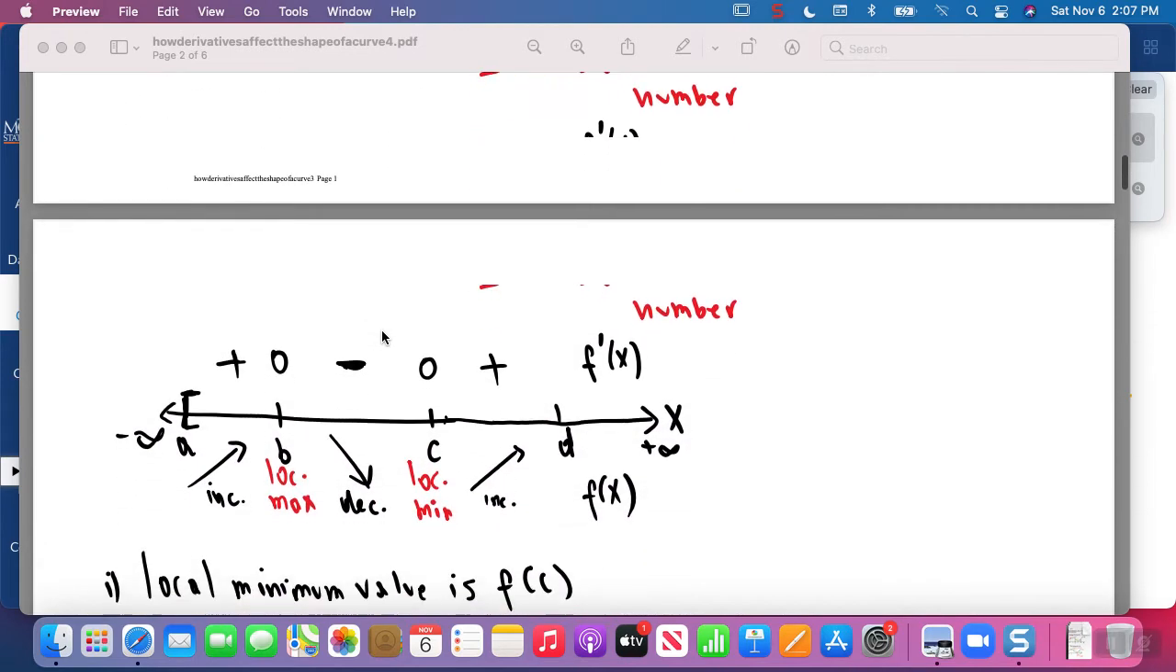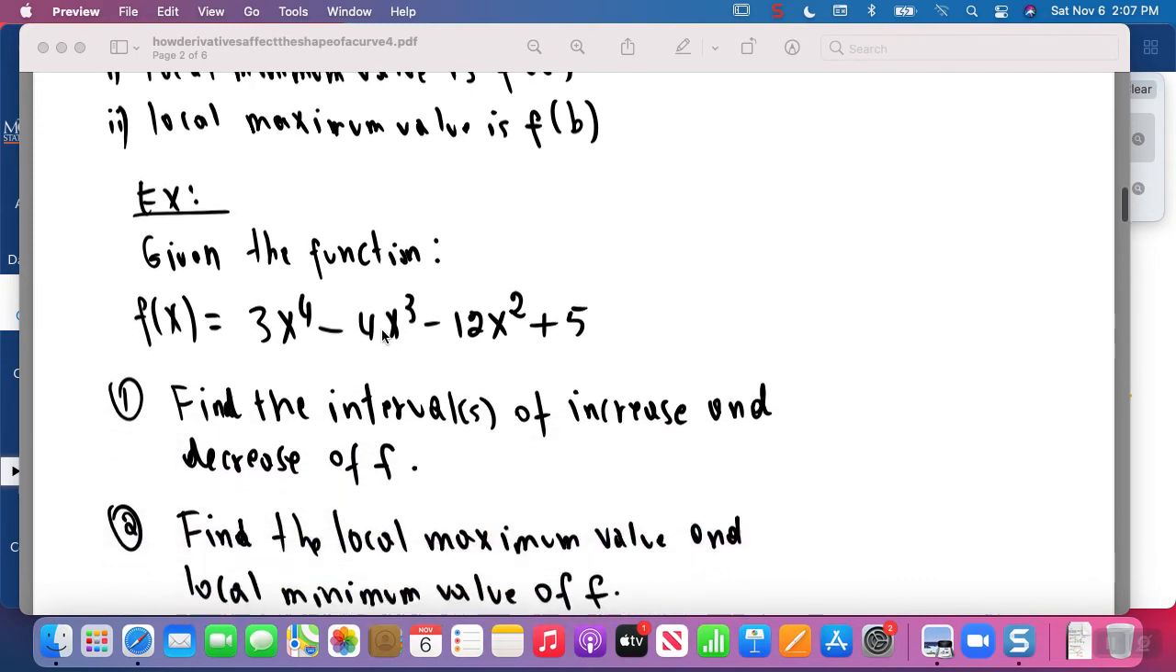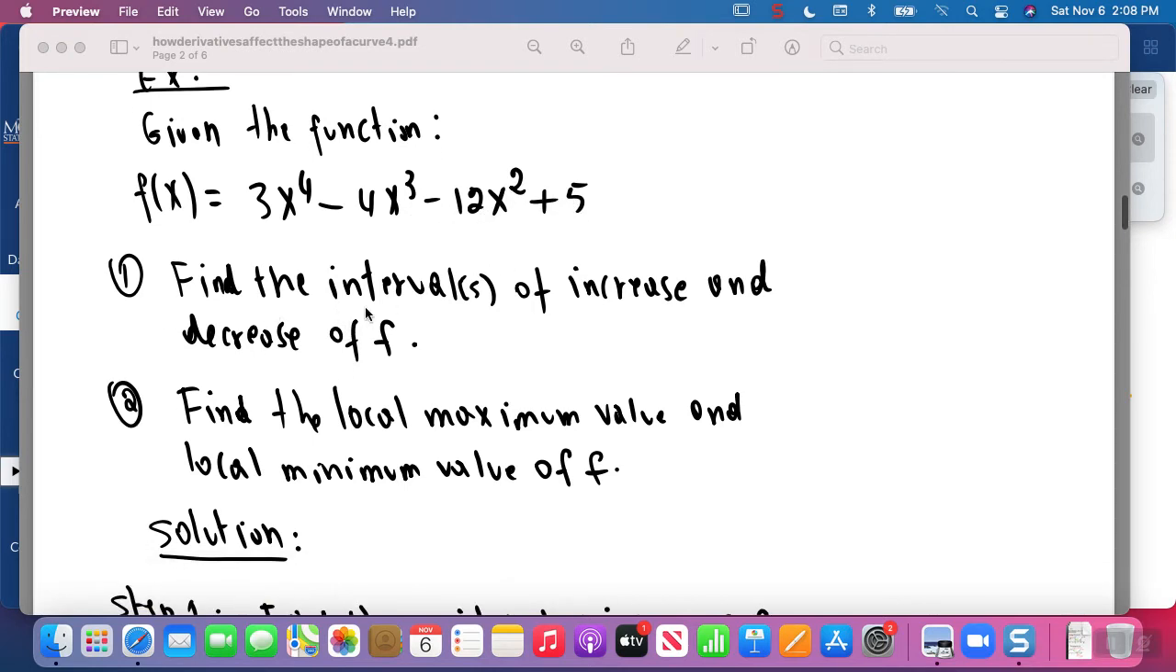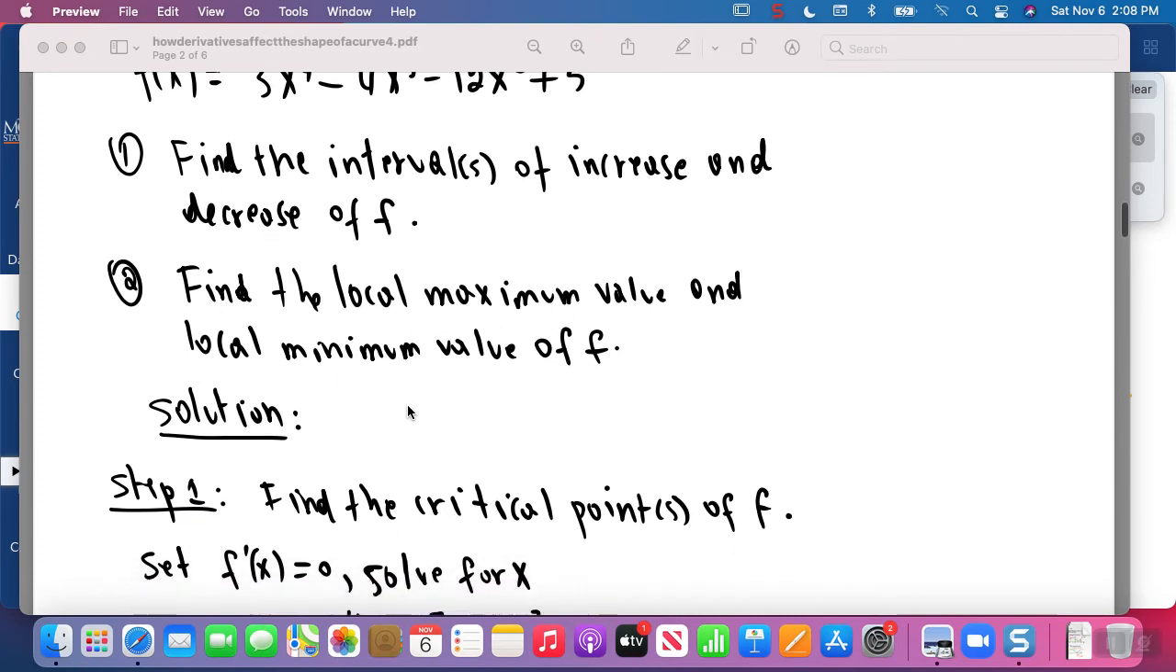Now we're going to do an example. So they give us the function f of x, which is 3x to the fourth minus 4x cubed minus 12x squared plus 5. The first question is to find the intervals of increase and decrease of f. And the second question will be to find the local maximum value and local minimum value of the function f.